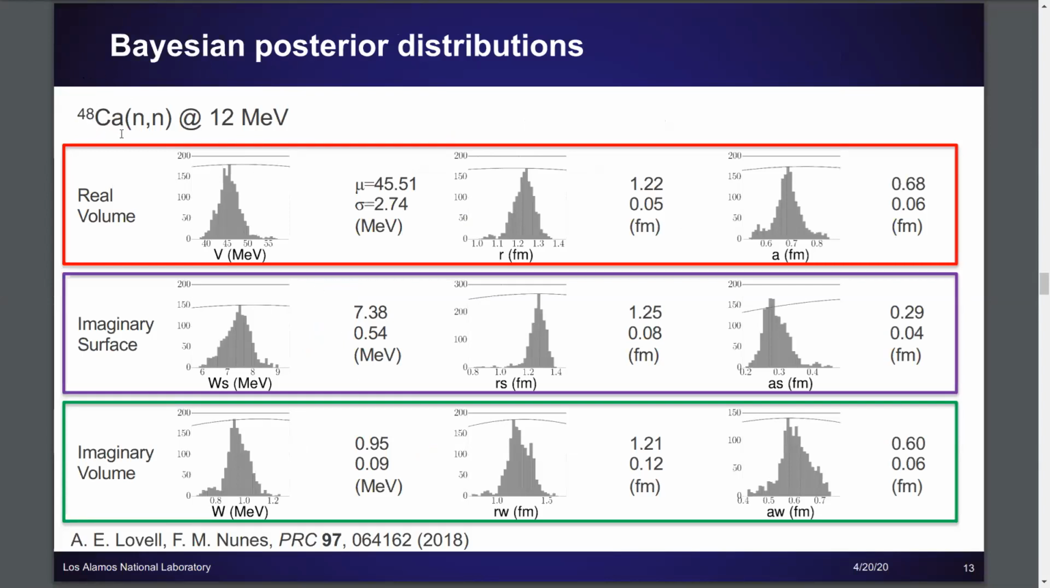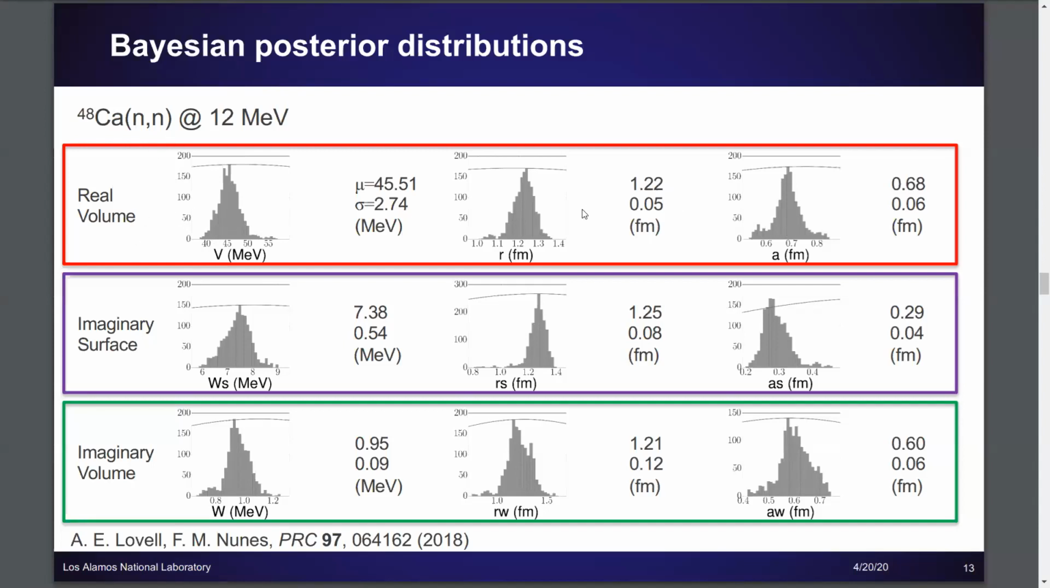We're now going to look at calcium-48 (d,p) under the adiabatic approximation. So now we need neutron scattering at half of the deuteron incident energy and the proton scattering at half of the deuteron energy. And remember, the thing that we get out of the Bayesian methods is the posterior distributions. So I'm showing you the posterior distributions for each of the parameters that were fit within the model.